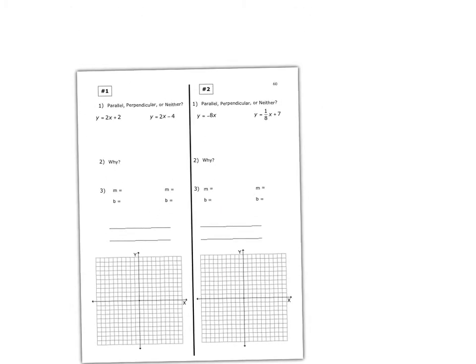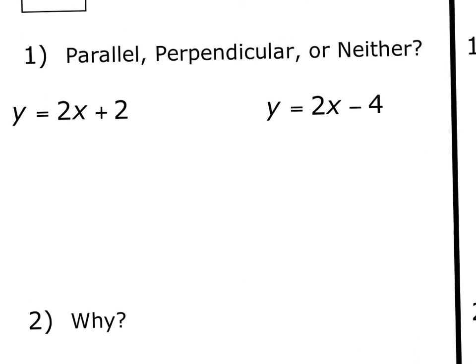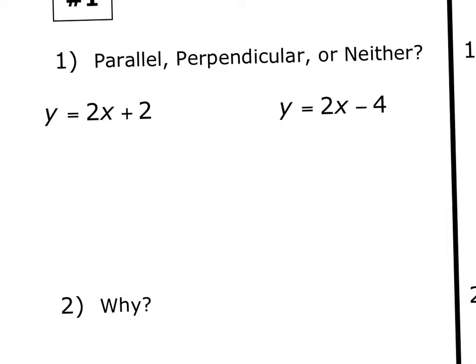Okay, so we're going to jump in and try a few examples. Number one, we want to see if these are parallel, perpendicular, or neither. Let's look at our slopes. We can see that the slopes on both of these happen to be 2, so that would indicate that it's parallel, but they also must have different y-intercepts. They definitely do. So since these have the same slopes and different y-intercepts, they are parallel.